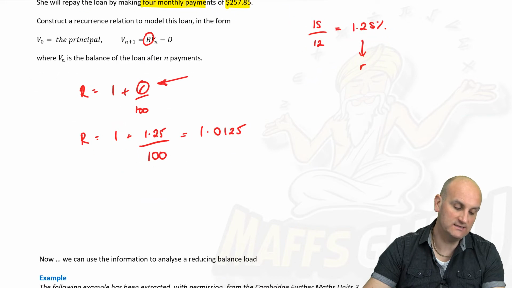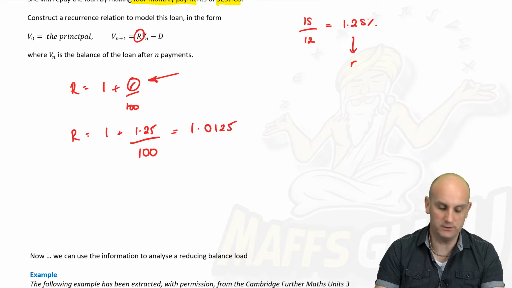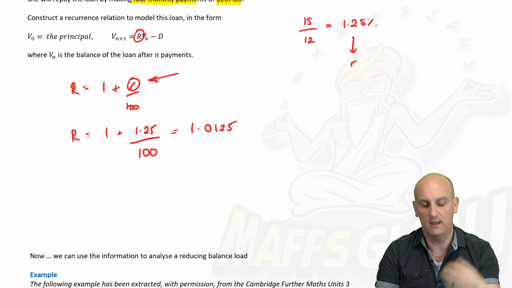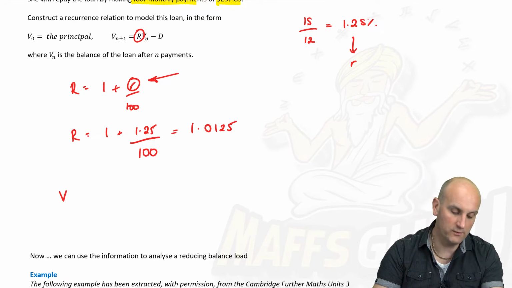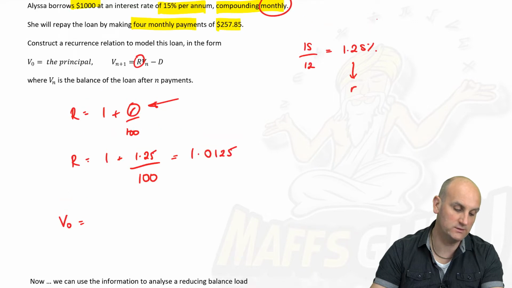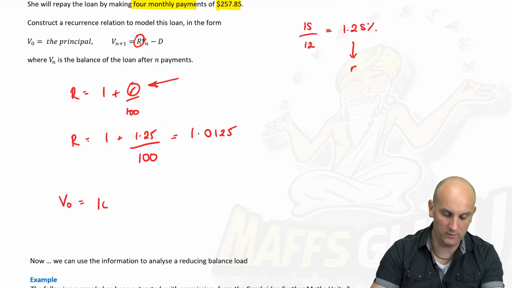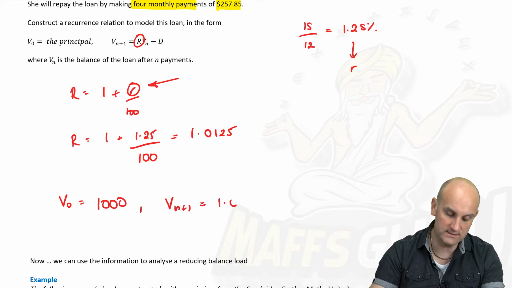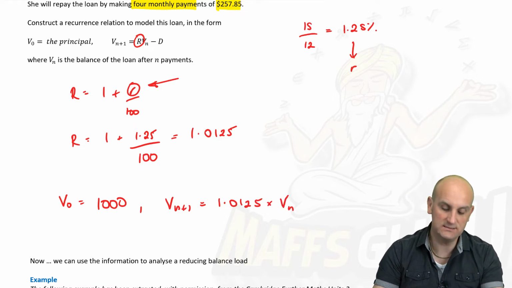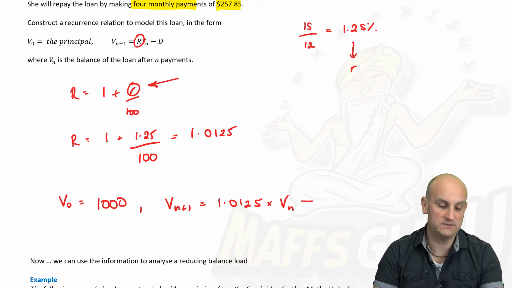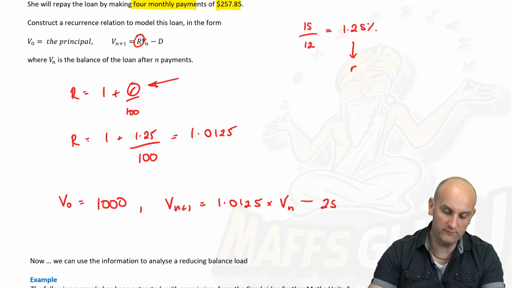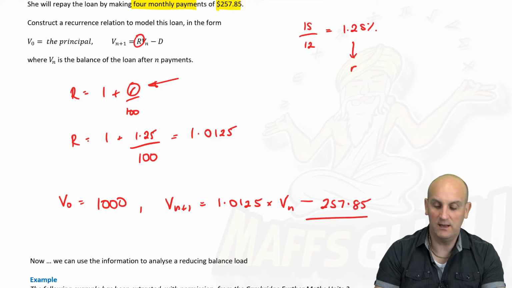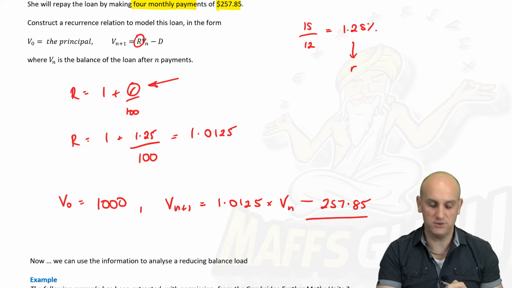I now need to write this in terms of a recurrence relation. Bearing in mind this is now monthly, our recurrence relation is monthly. We know that V0 was her initial amount, which was $1,000. So that's 1,000, then a comma. V of n plus 1 is equal to our value of R, which we've just worked out, 1.0125, multiplied by V of n, that stays exactly what it is, minus some sort of repayment. Remember, she is making a repayment of $257.85, and lo and behold, that is my recurrence relation. Thank you very much.